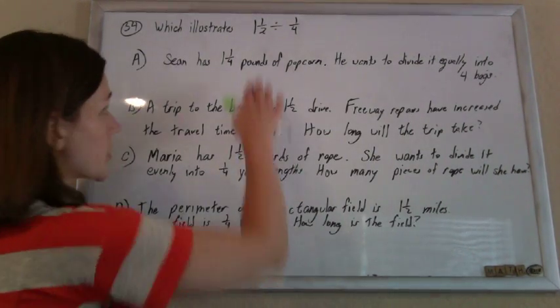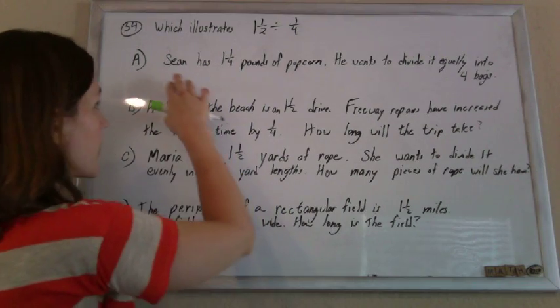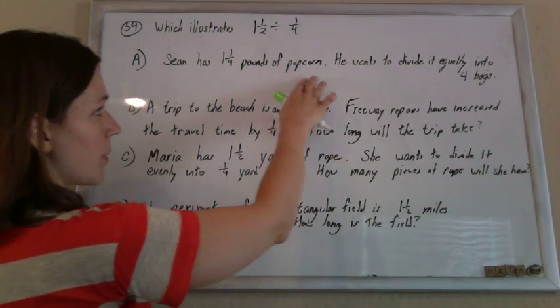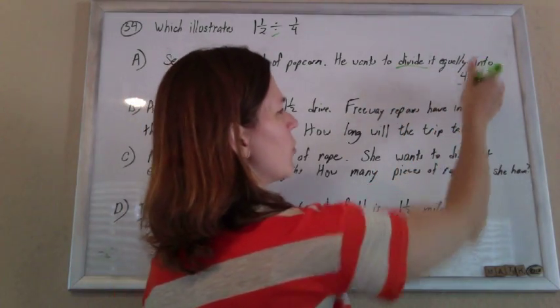All right, here we go. So we want to illustrate 1 1/2 divided by 1/4. So let's go through. Sean has 1 1/4 pounds of popcorn. He wants to divide it equally into 4 bags.